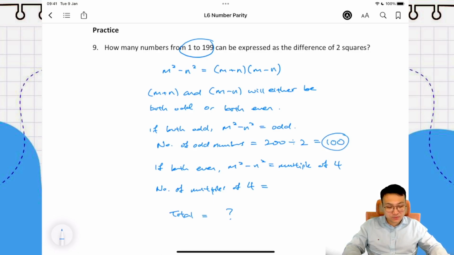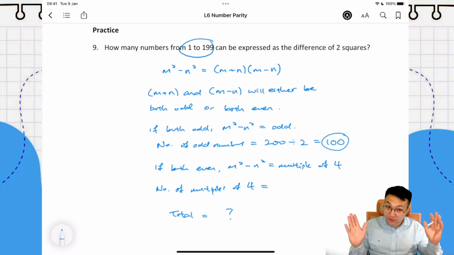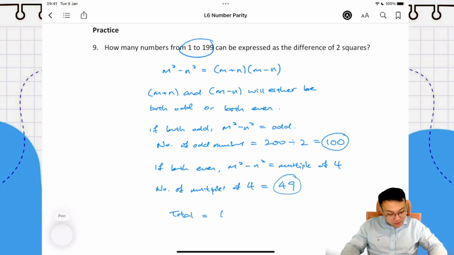How many multiples of 4 are there? Well, similarly, you don't have to use 199, right? Actually you have to use 199 because 200 happens to be a multiple of 4. 200 divided by 4 is 50. Now, obviously, you cannot count the number 200. That means there's 49 multiples of 4. Add them together. You get 149.